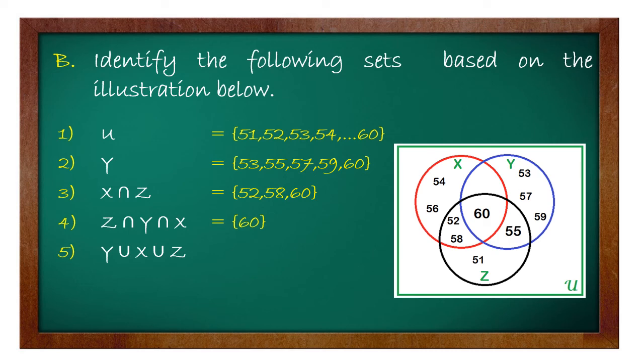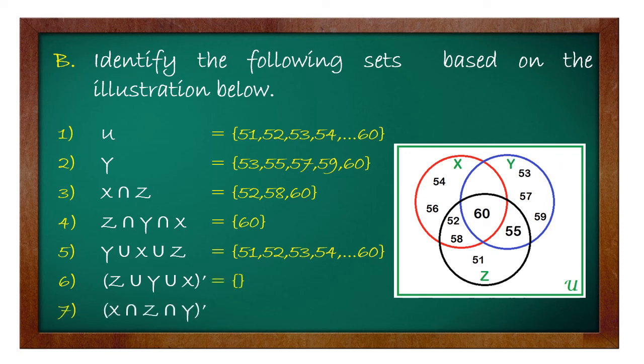The union of the Y, the X, and the Z. Those are 51, 52, 53, up to 60. How about now the complement of the union of the Z, Y, and X? May nakikita ka bang element sa labas ng circle pero sa loob ng rectangle? Wala. Ibig sabihin, empty set. And then the complement of the intersection of the set X, set Z, and set Y. And that is 51 to 59.